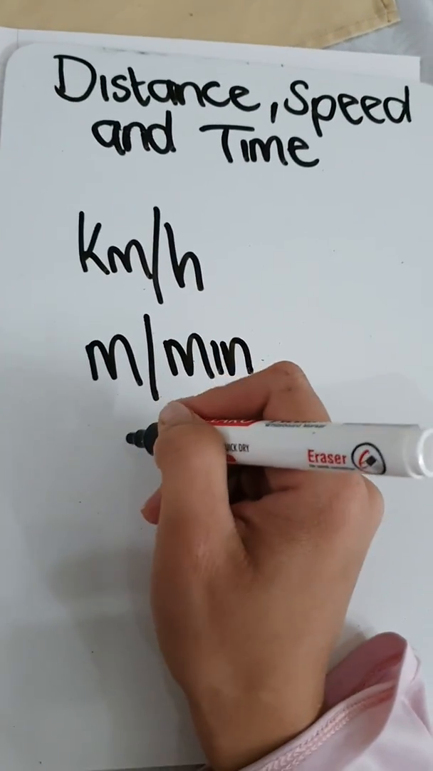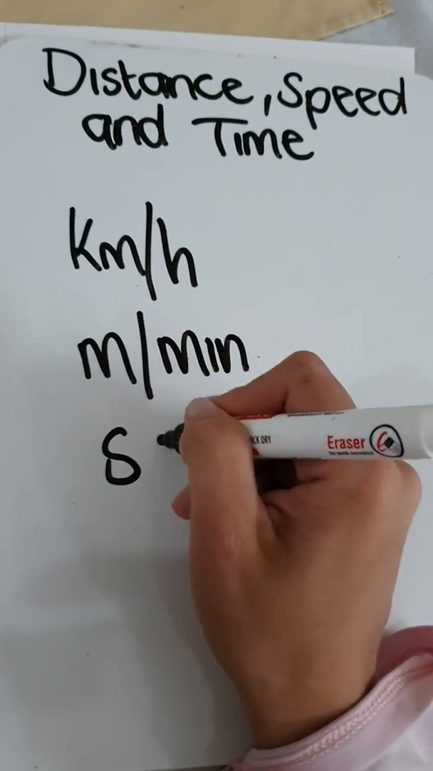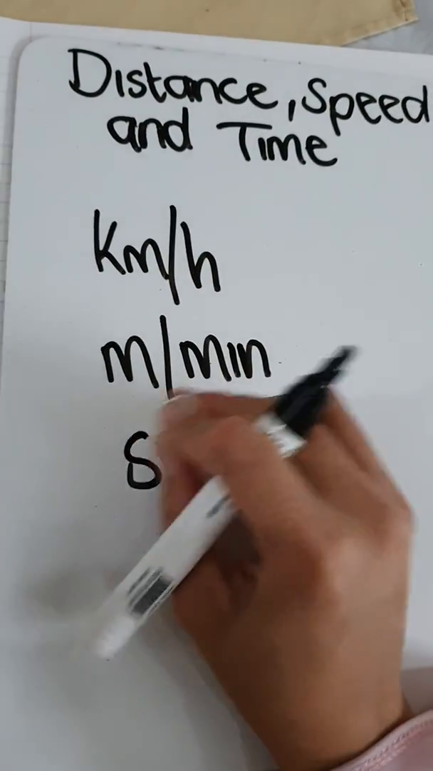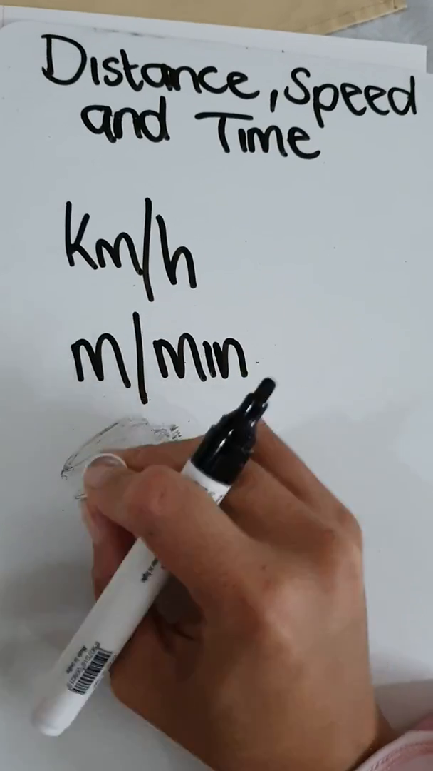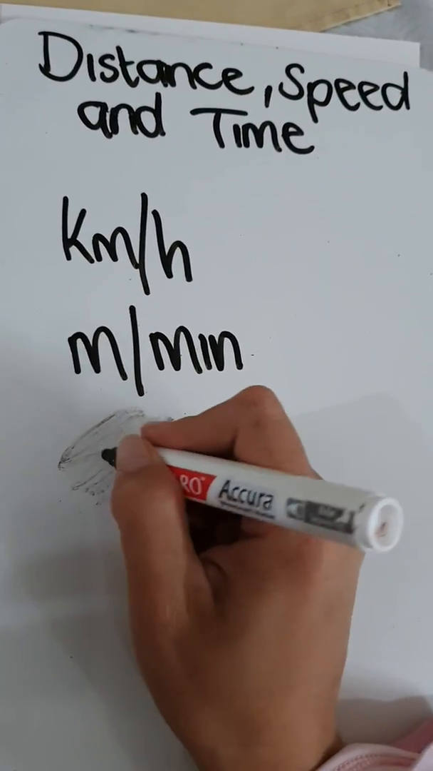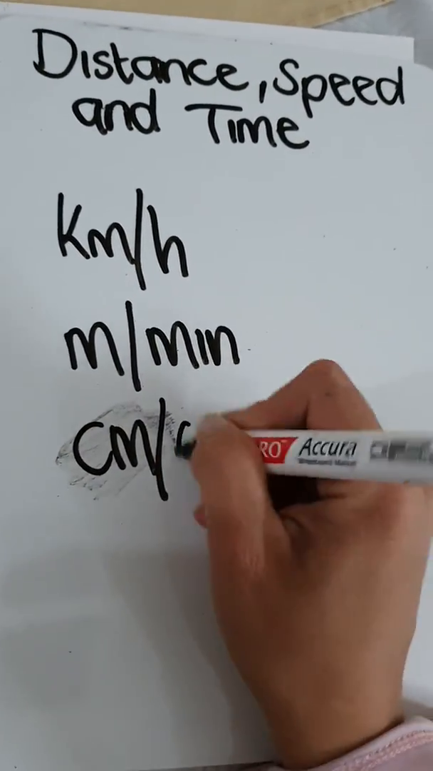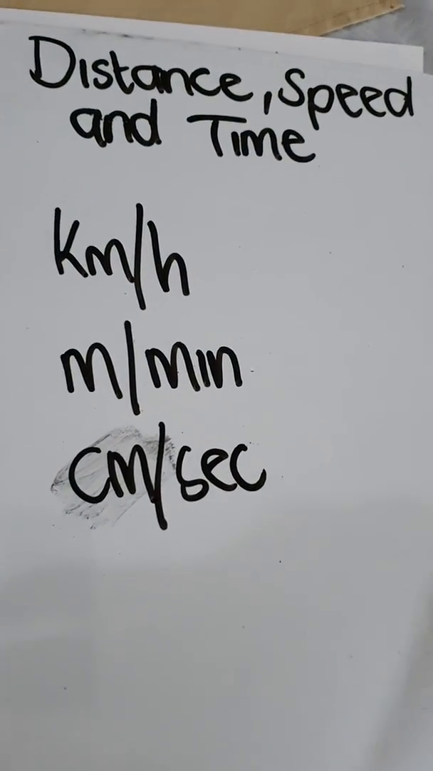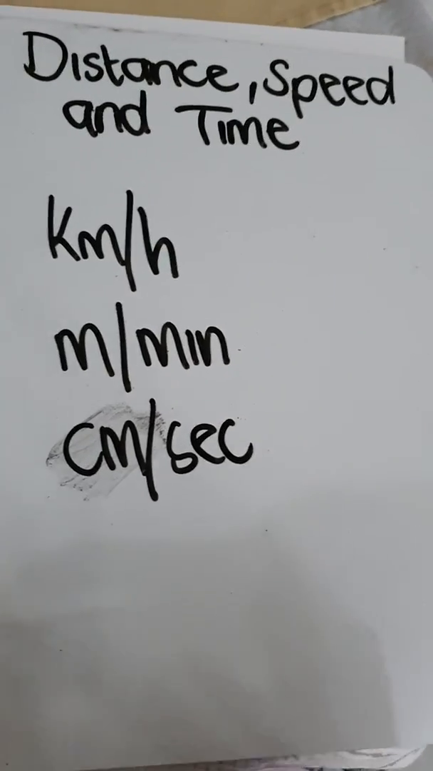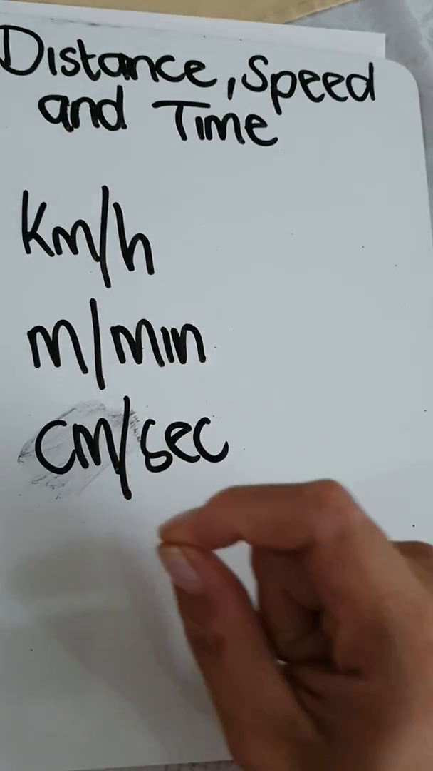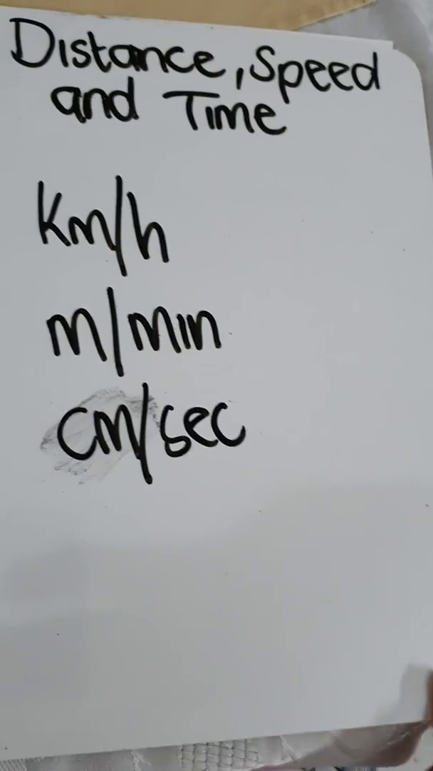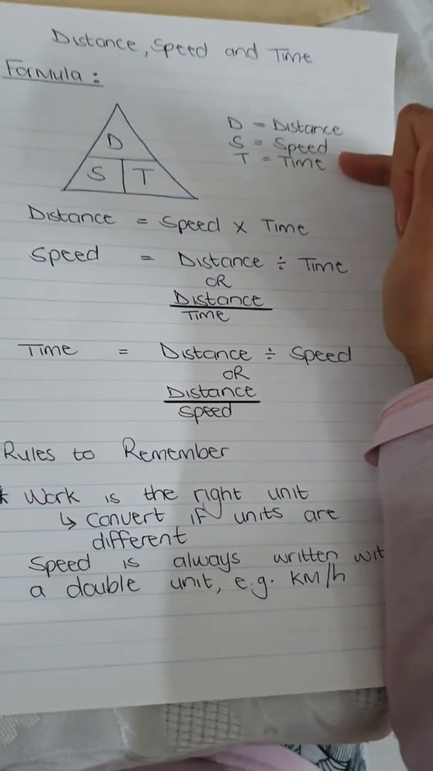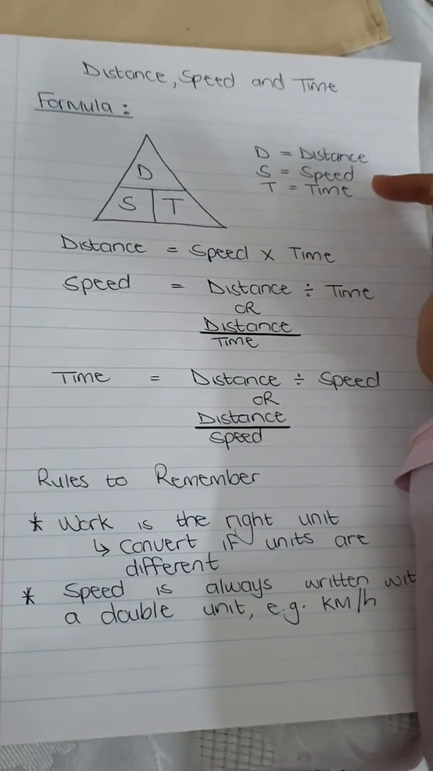We can have meters per second. We can have centimeters per second. Now, we talk about it only with speed because it is a combination of both distance and time put together, and that's why it is a double unit. Then we have time. When we do look at time, we are talking about minutes, hours, and seconds.